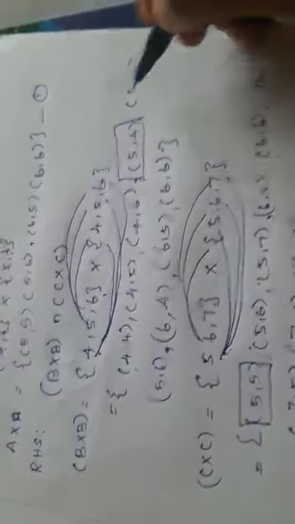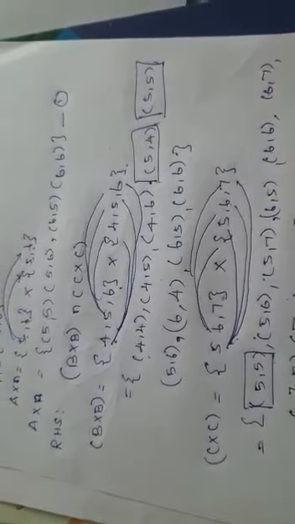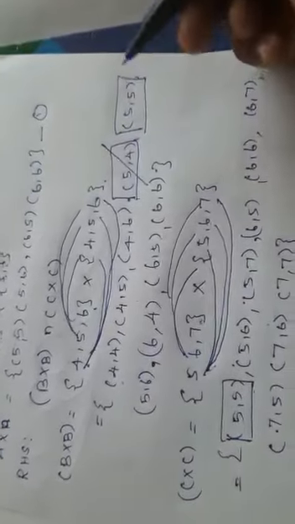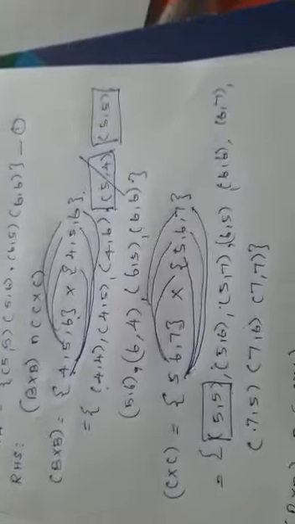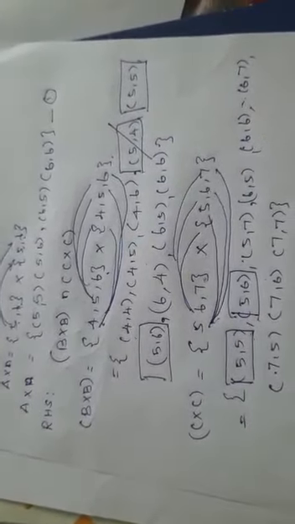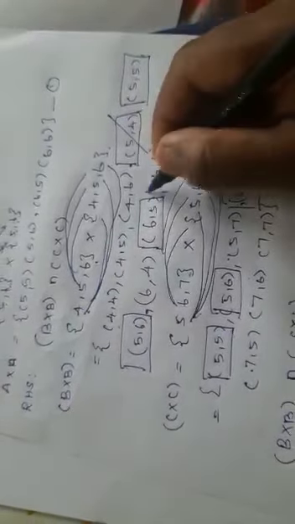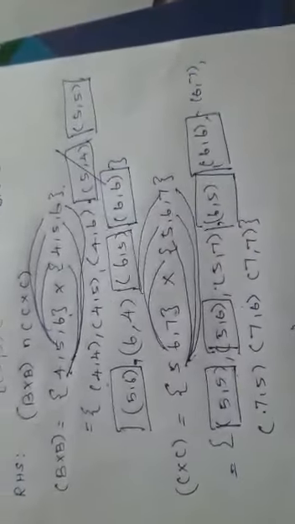Look at this, (5,4) is not in C cross C, so it is not a common element. (5,5) you have. Next it is (5,6). Next you don't have (6,4). Next you have (6,5). And (6,6).